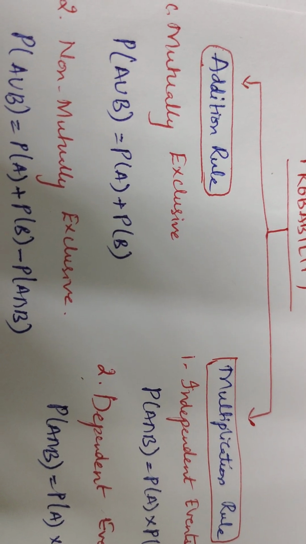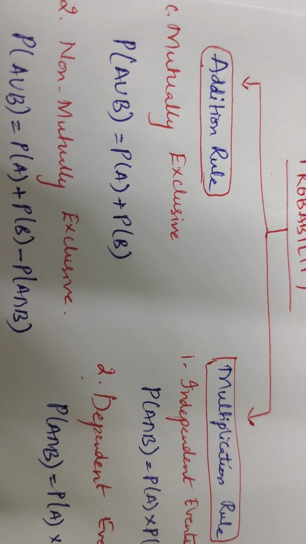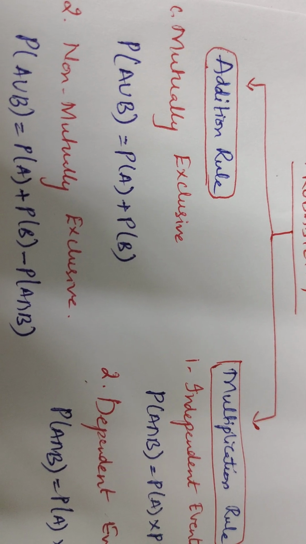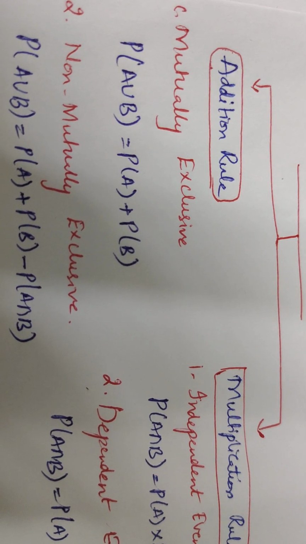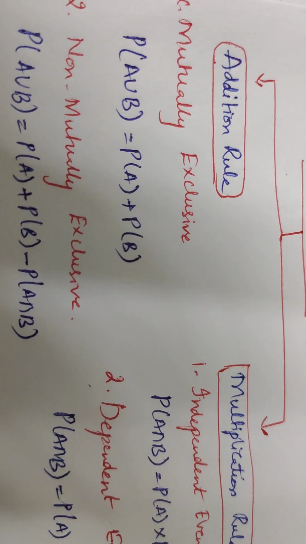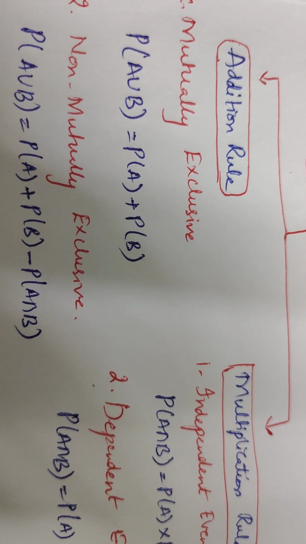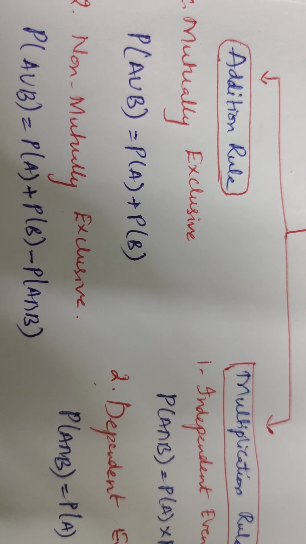In the addition theorem we have two types: mutually exclusive events and mutually non-exclusive events, or non-mutually exclusive events. So what does this mean? Mutually exclusive means that the occurrence of one event halts the occurrence of another event.